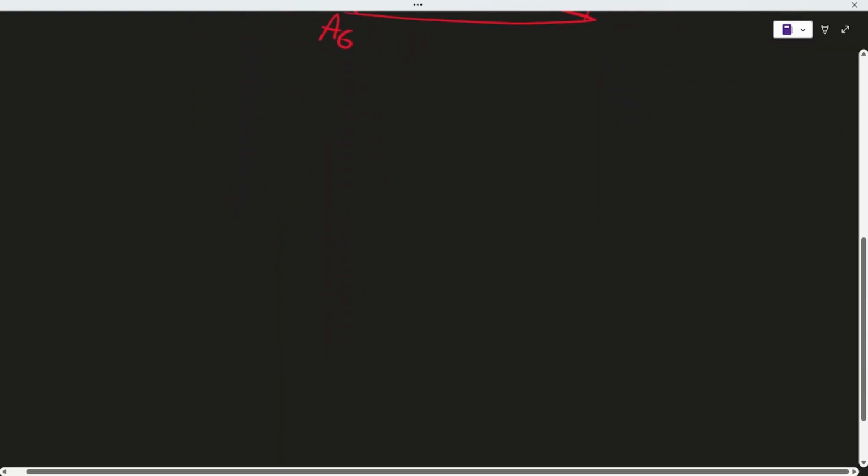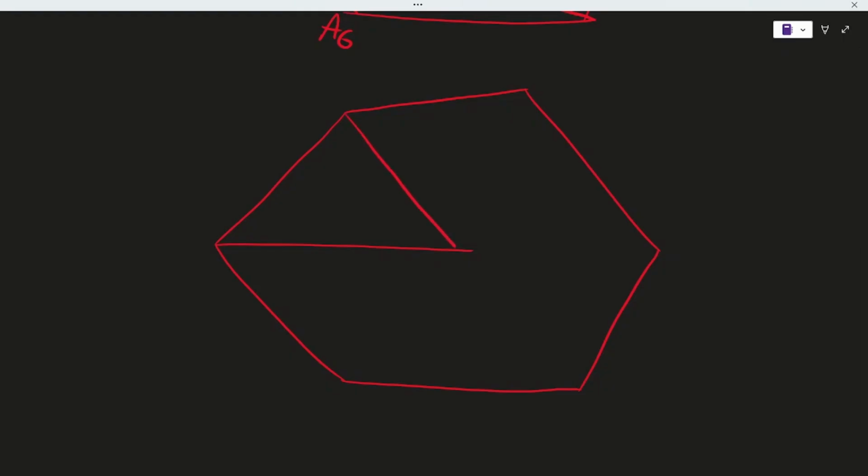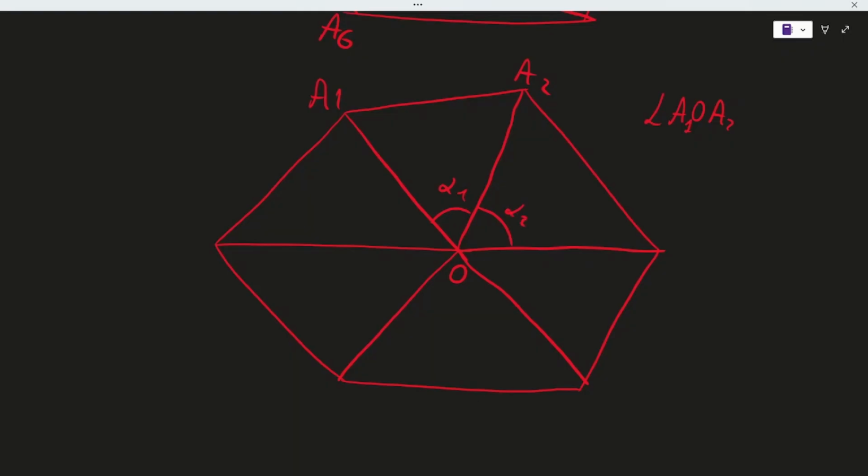The second solution is choosing a random point inside the polygon and connecting it with all of the vertices. In this case, we will make up n triangles, but the problem is that we have added several angles. For example, if we have A1, A2, call this point O. Angle A1 O A2 is additional, which was not an angle of the polygon. So all of these small parts will be additional, call them alpha 1, alpha 2, up to alpha 6.